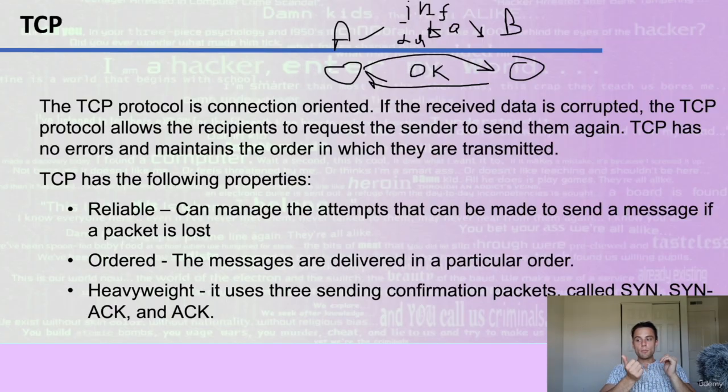As the main properties of TCP, we can say that it is reliable, and this is because the TCP protocol has the ability to manage attempts that can be made for sending a message if, for example, a packet is lost or corrupted and so on. Also, the messages are sent in order, and for that reason this method is quite ordered. And the final thing, due to the complexity of that method, TCP is quite heavyweight, and this is pretty much due to the fact that TCP has the ability to verify that the connection can be established through the socket even before a packet is sent through the web.